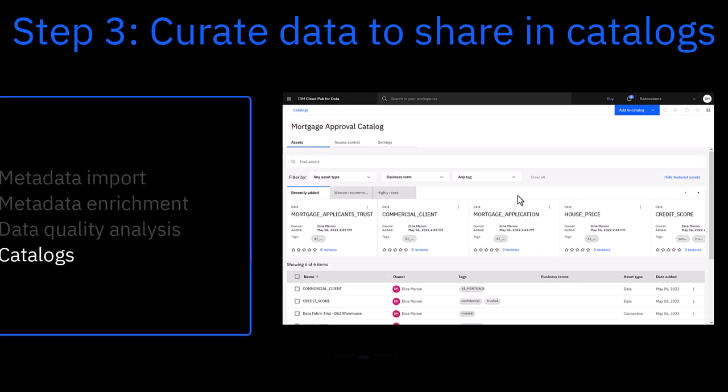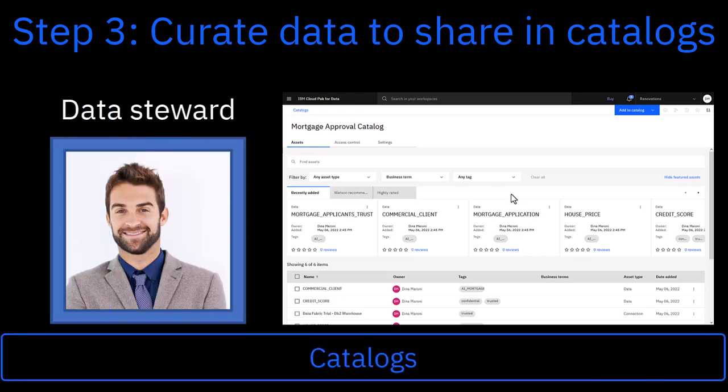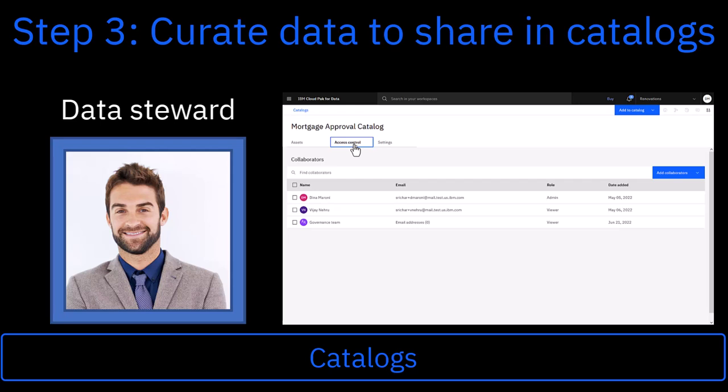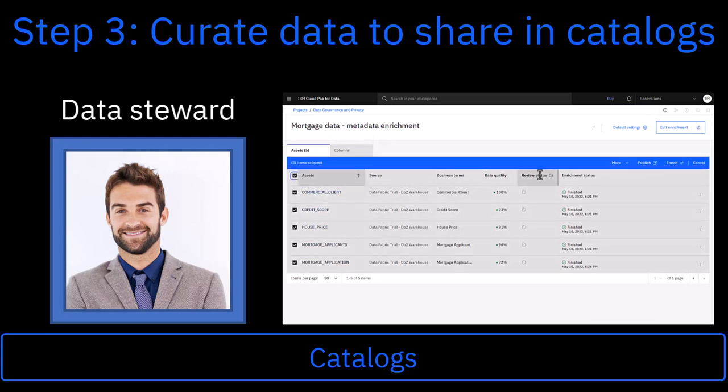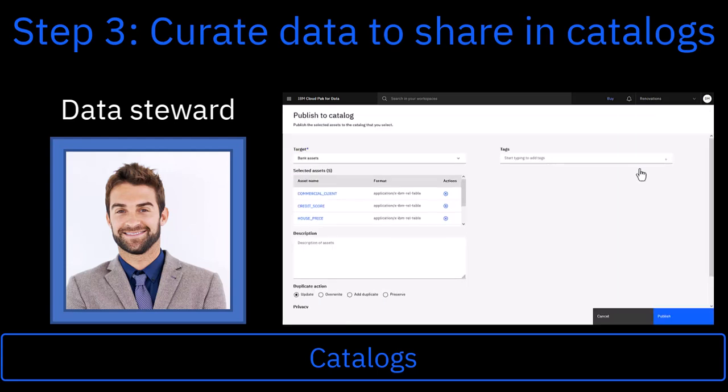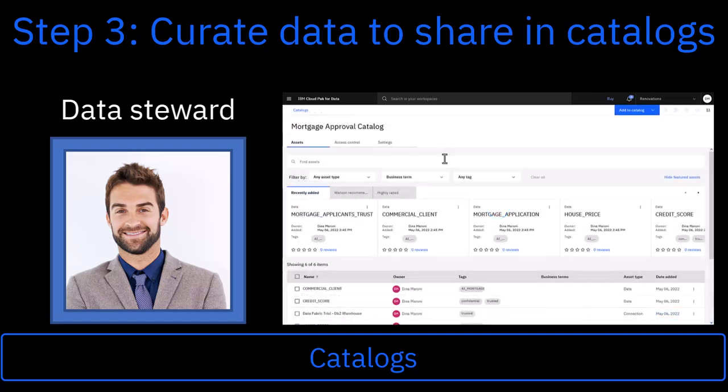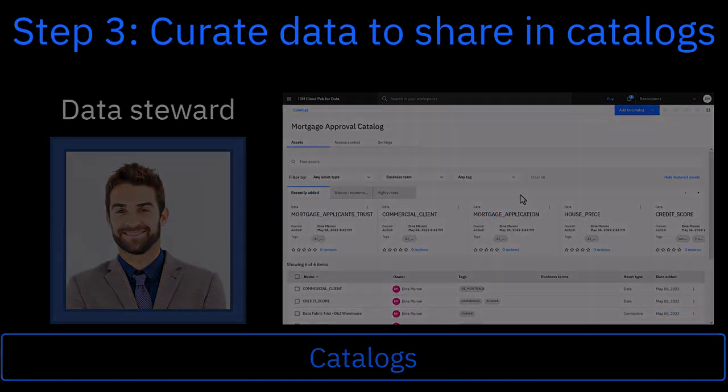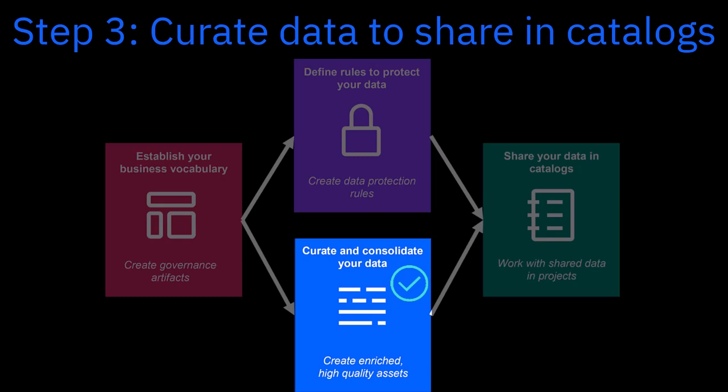Your data stewards publish curated and consolidated assets to a catalog so that the assets can be shared with collaborators in your organization. Golden Bank's governance team leader creates a catalog and adds the data stewards and data scientists as catalog collaborators. The data stewards then publish the data assets that they created into the catalog. This is how your team can curate and consolidate data to share in catalogs in Cloud Pak for Data.